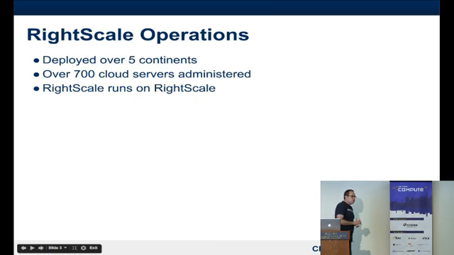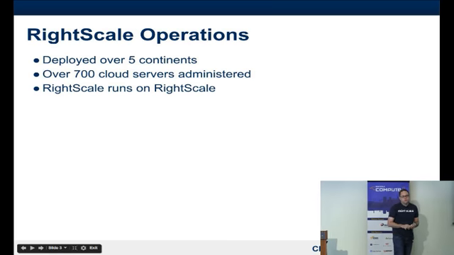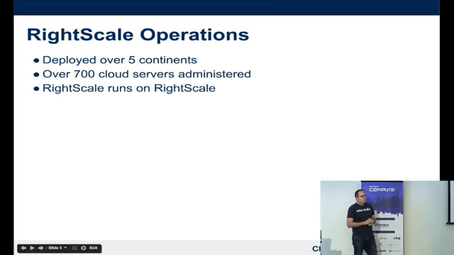So RightScale Operations is a team of 7 people. We're running over 700 servers in the cloud. We run 24/7 across 5 continents. We have ops team on 2 different continents, so we can run in different time zones.